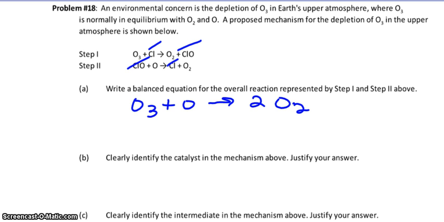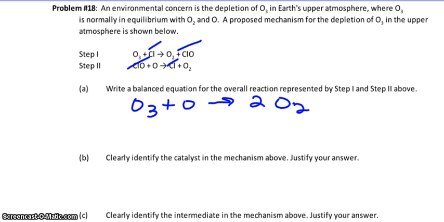It says clearly identify the catalyst in the mechanism above. The catalyst is something that is not part of the overall reaction but is consumed and then made again. That's why it doesn't run out. That's the danger of having even a little bit of chlorine in the atmosphere: it keeps making it again. It uses it and makes it, it uses it and makes it. So chlorine in this case is our catalyst.